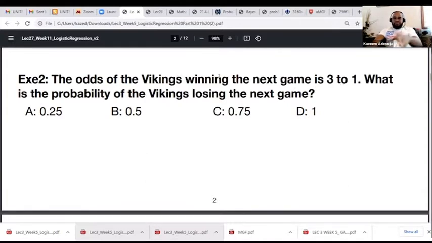If the odds of the Vikings winning, because of the way it's going to be when you are talking about odds, you give me 1 second. I'm going to connect my iPad right now so that you'll be able to see. Give me 1 second.